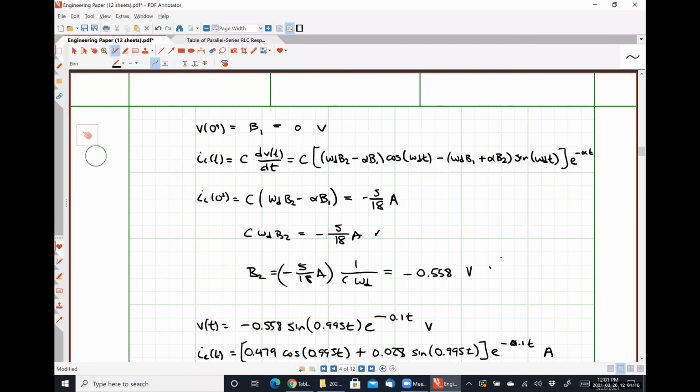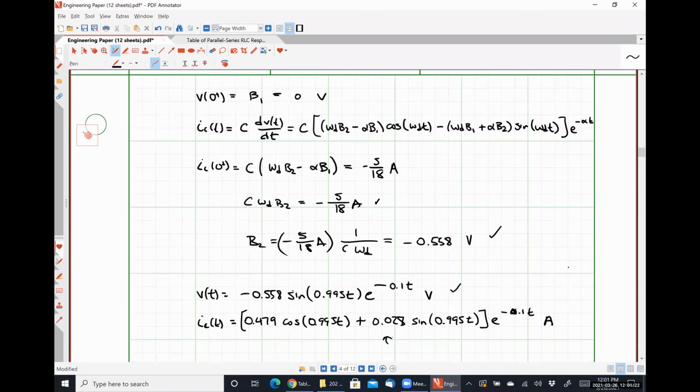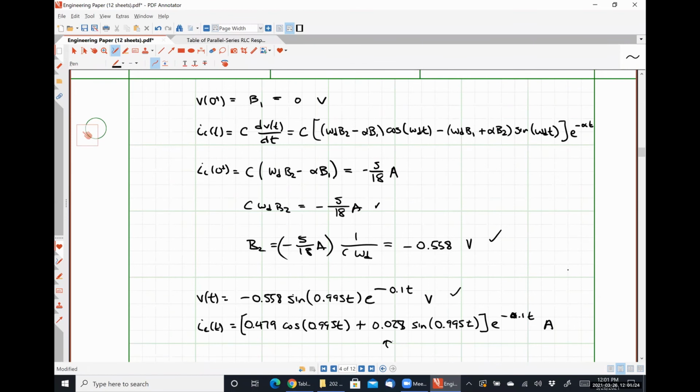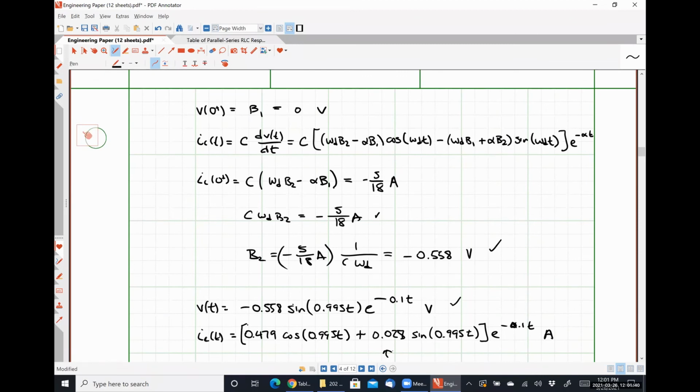This part checks out, this part checks out, this part checks out. All right, so C, 1/2 times omega d, which I have stored as y, times B2, which I have stored as x. Yep, dumb calculator error. So this one is negative 0.277 repeating, which is 5/18, or negative 5/18. So that all works out.